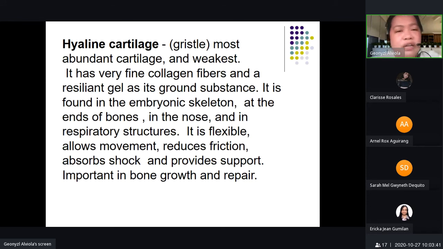Now, the hyaline cartilage developed first during the embryonic development. And before you grow up, ang inyong bunbunan dito, at first, it is only made up of hyaline cartilage. So, it is flexible, allows movement, reduces friction, absorbs shock, and provides support. And it is important to bone growth and repair.